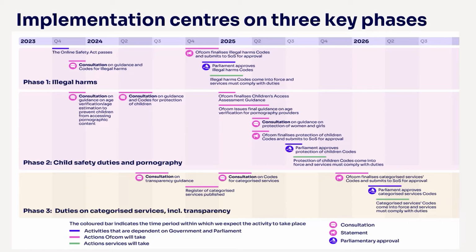The final phase of our work to mobilise the new regime involves us issuing guidance about additional duties the Act imposes on some of the largest and riskiest services to enforce their terms and conditions consistently and provide users with tools to customise their online experience. And we'll really start this phase in earnest in early 2025 when we publish a consultation on those duties. So those are the three blocks of activity: illegal harms, protection of children, and the additional duties on the largest and riskiest services.